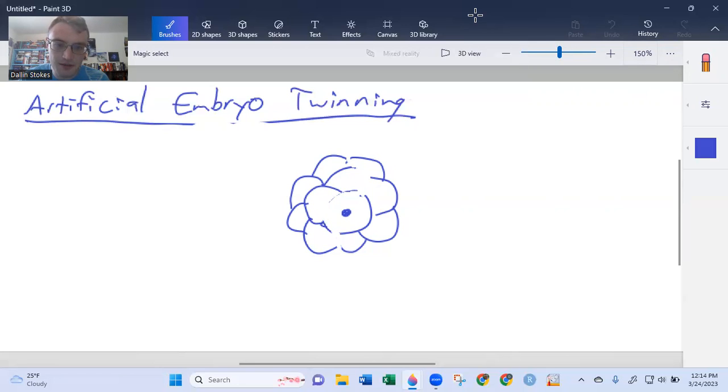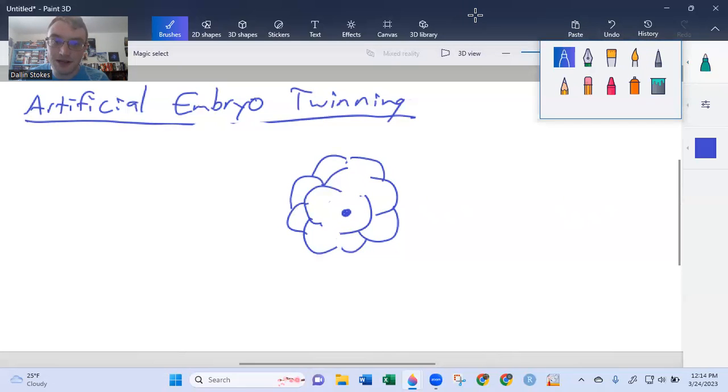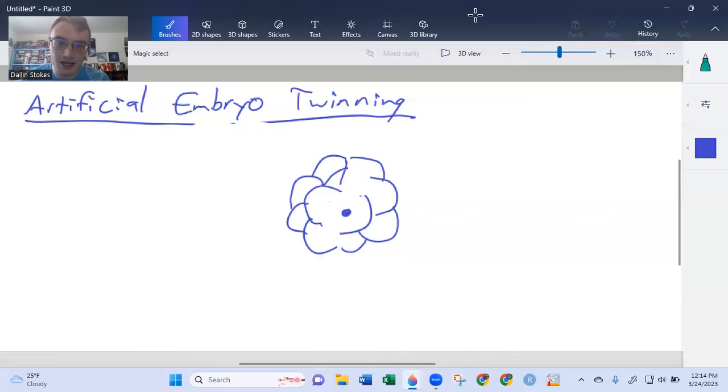Or cut the embryo into two separate pieces here, which is exactly what happens in natural creation of monozygotic twins, except we're just doing it on purpose, like human intervention here. So I've cut it apart so that there are two bundles of cells here, and then we implant each half separately. So just like it happens naturally with monozygotic twins, artificial embryo twinning will result in identical twins.